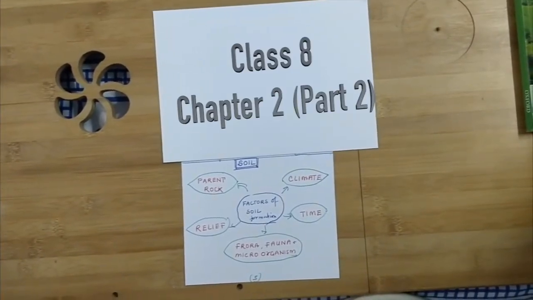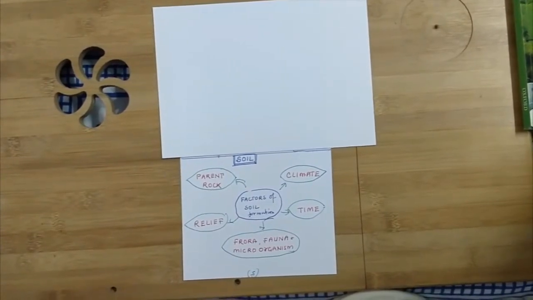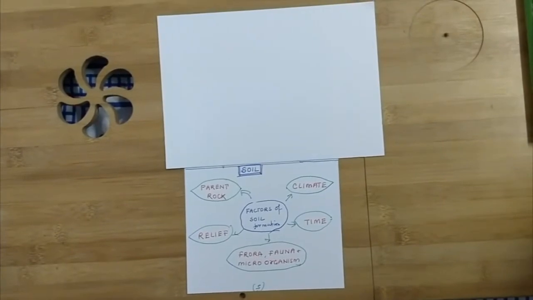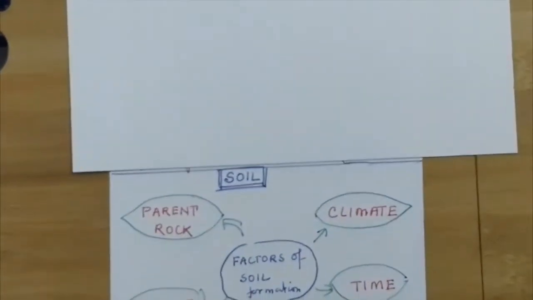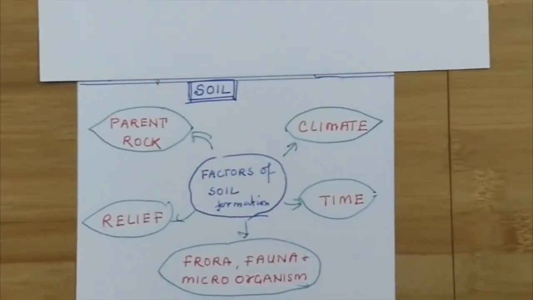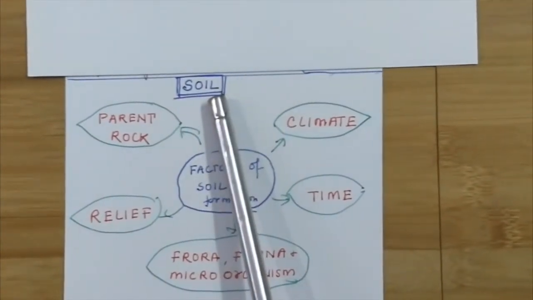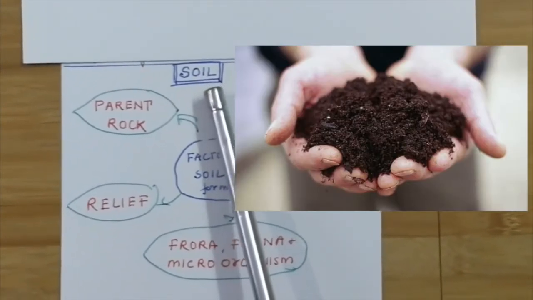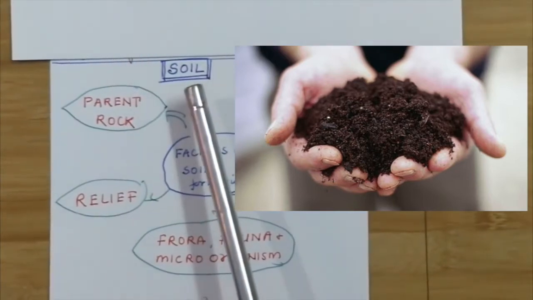In the last class, we studied Chapter 2, Class 8 Geography. In that chapter, we covered land resources. Here, we will discuss issues relating to soil resources. So let's get started. First of all, soil. Now what is soil? The thin layer of grainy substance covering the surface of the earth is called soil. And it is closely linked to land.